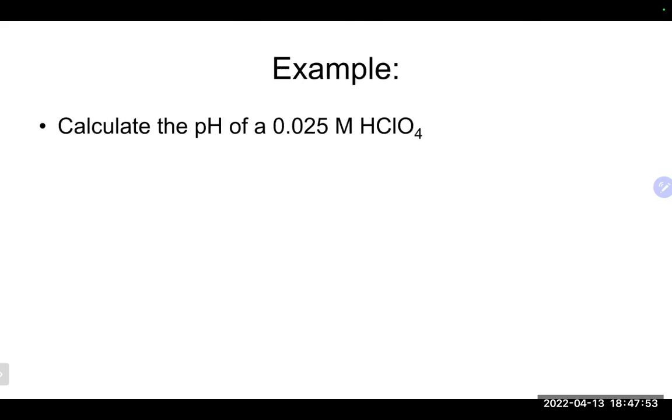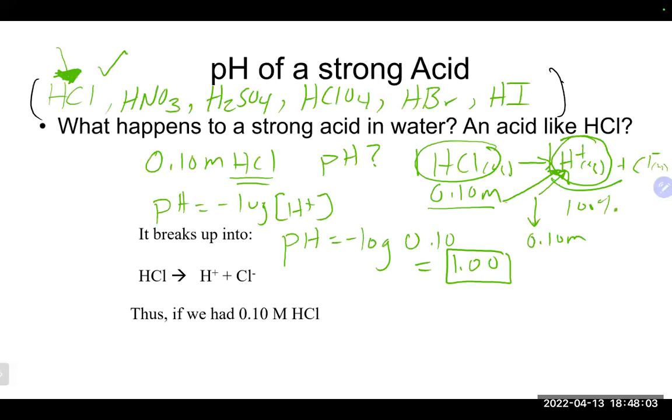So if we take a look at this one here, what is the pH of 0.025 molar perchloric acid? As I just mentioned, if we look back on our list, I see perchloric acid on my list here, one of those strong acids.